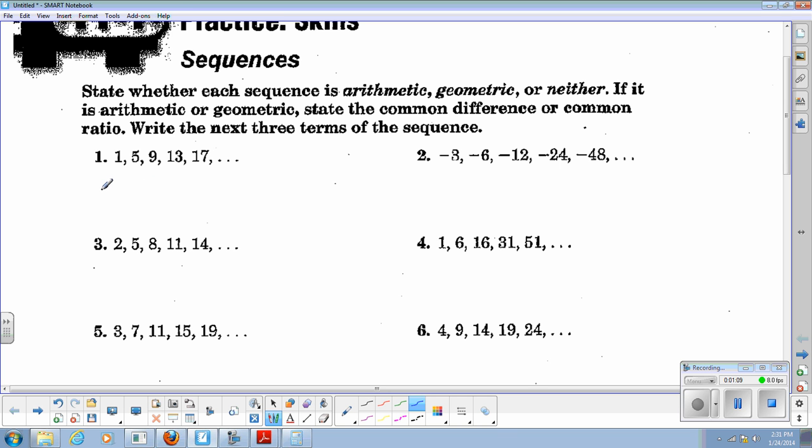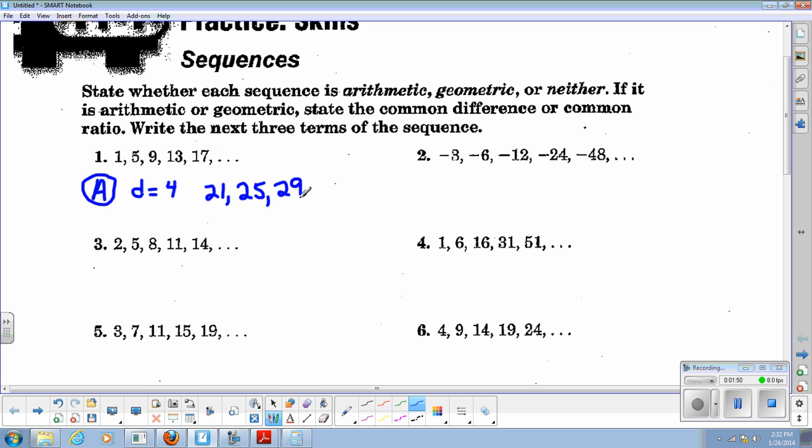So this one, yes, to write it on my paper, I would like for you to do this. I'm going to put an A for arithmetic. We determined that we were always adding 4, so let's put a D for the common difference, that D equals 4. We're always adding 4 here: plus 4, plus 4, plus 4, plus 4. Now we're supposed to find the next three terms of the sequence. If I add 4 to 17, I get 21. And 21 plus 4 is 25. And 25 plus 4 is 29.